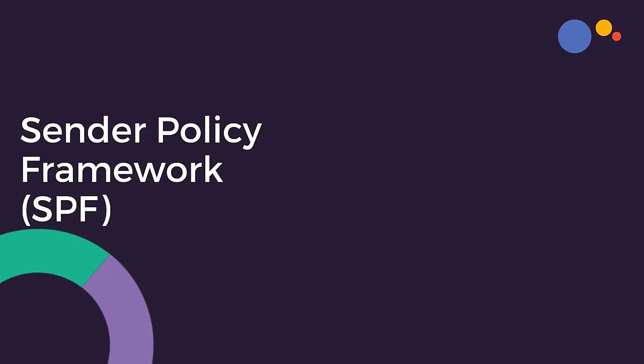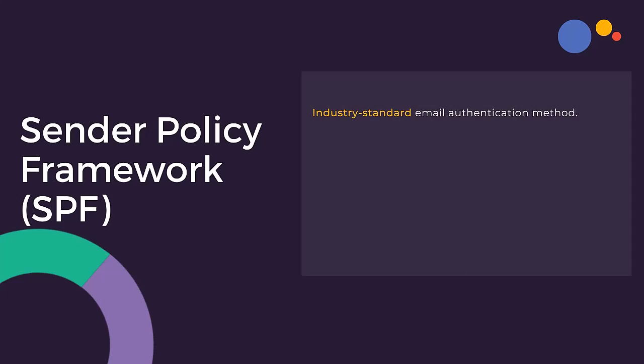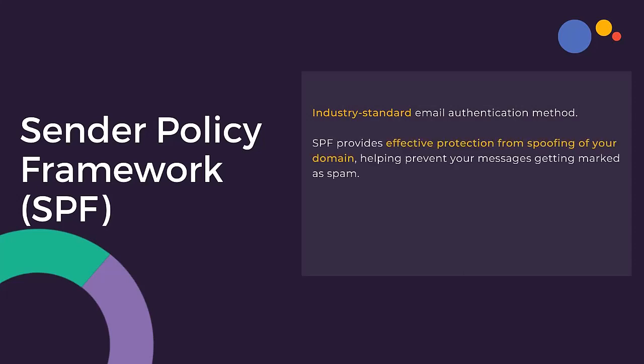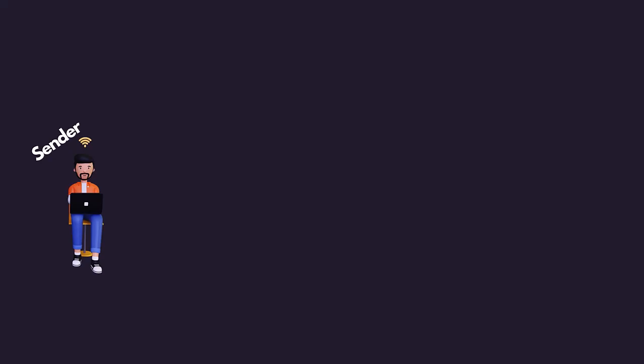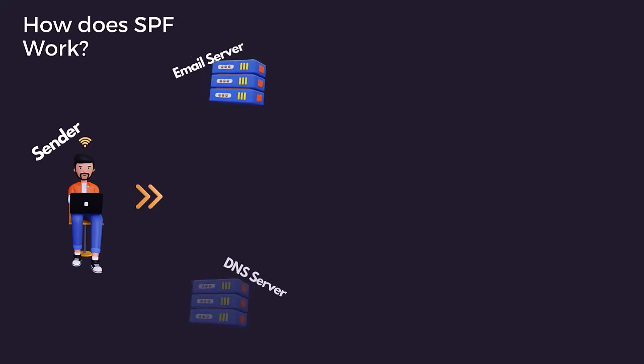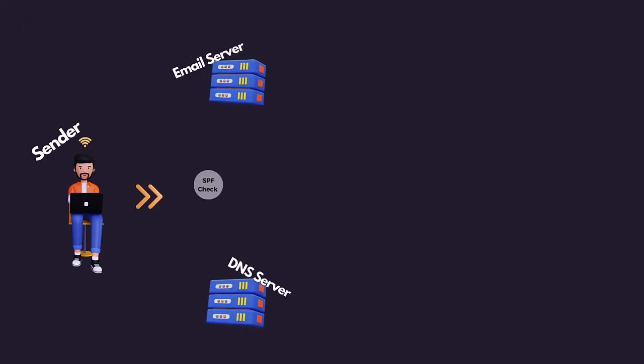Sender Policy Framework, or SPF, is an industry-standard email authentication method. It's an effective way to help protect your domain from spoofing and to help prevent your messages from being marked as spam. So we recommend you always set up SPF for your organization. An SPF record identifies the mail servers and domains that are allowed to send email on behalf of your domain. Receiving servers check your SPF record to verify that incoming messages that appear to be from your organization are sent from servers allowed by you.